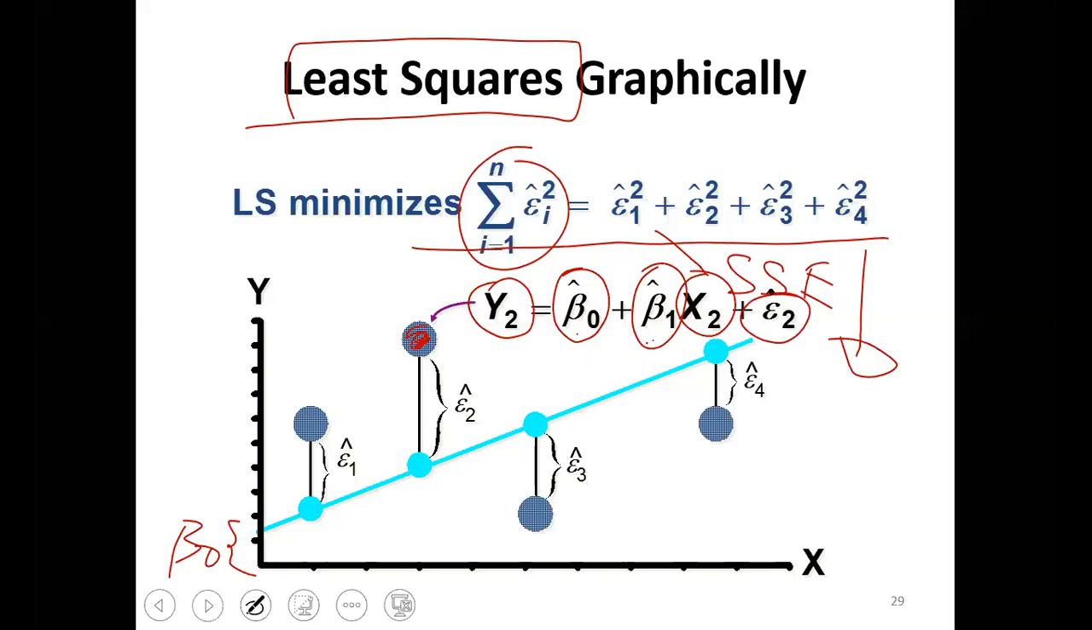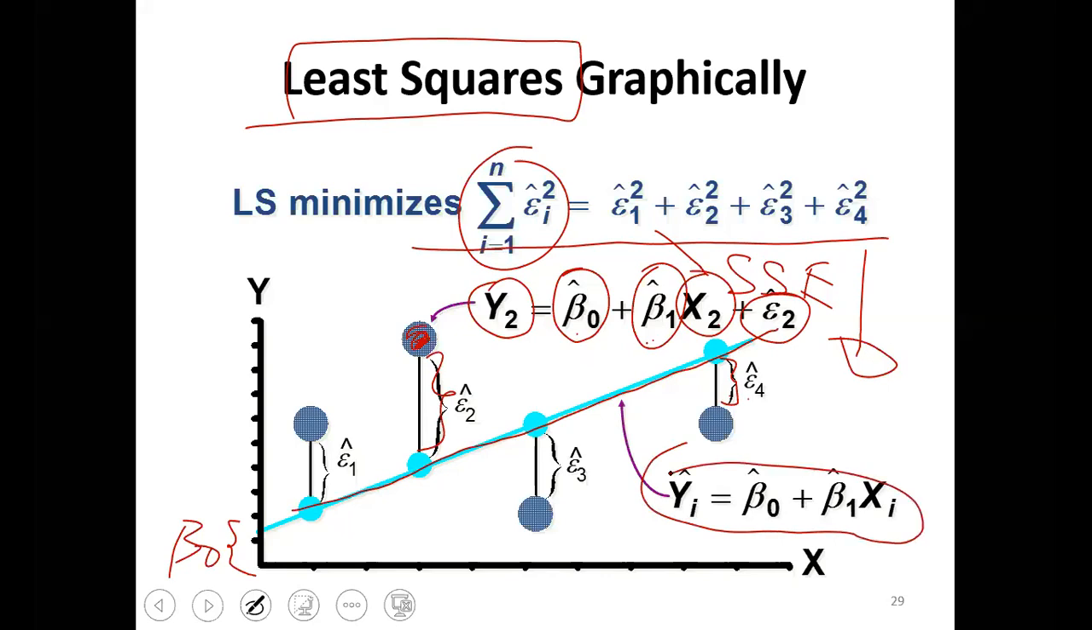This error term may be positive or negative. In this case, it is negative. In this case, it is positive. That is why we want to square it, to get rid of the positiveness and negativeness. Any point lying exactly on the straight line can be written like that, because there is no error term. Why? Because the error term is 0.